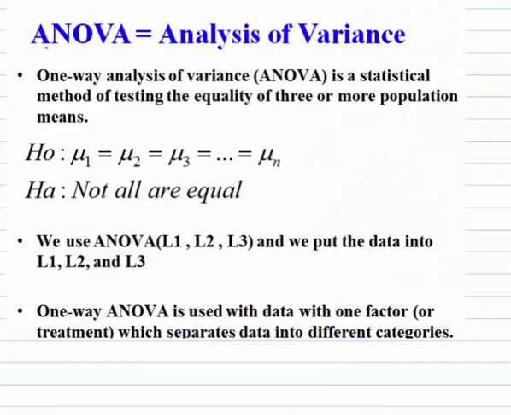So let's get started. ANOVA is analysis of variance, and it basically tests the null hypothesis, H0, which is whether the means of different populations are exactly the same. And the alternative is that they're not all the same. We're going to use ANOVA and put our data into lists L1, L2, L3, continuing on for however many you have, and use the ANOVA function, and it will return a p-value basically. Then we can either reject H0 or not reject H0.